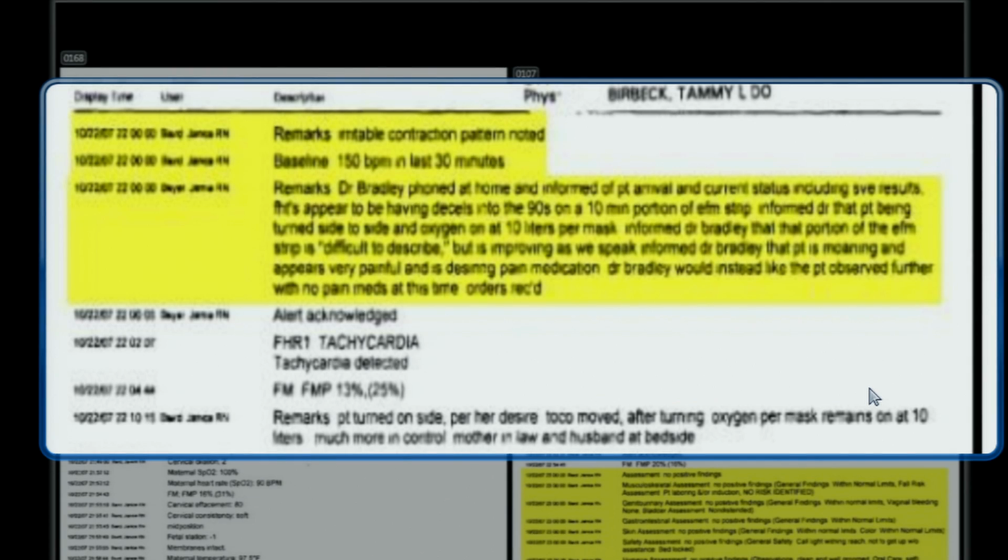What was added here was remarks. Dr. Bradley phoned at home and basically saying that the baby's fetal monitoring wasn't looking good, that they had given the baby oxygen, that the patient was complaining of unusual pain, and that Dr. Bradley said, basically, I'm not coming in. None of which was in the original record.